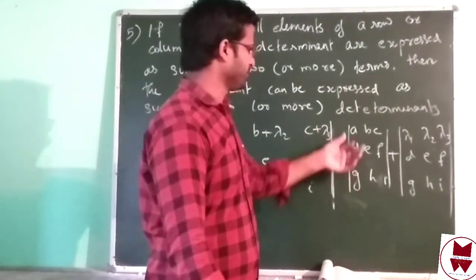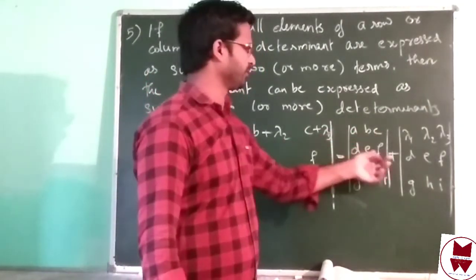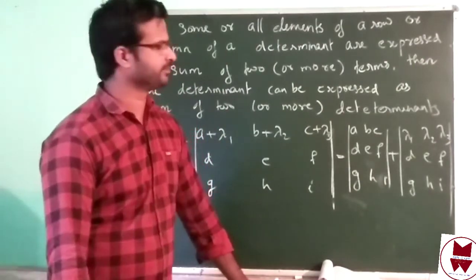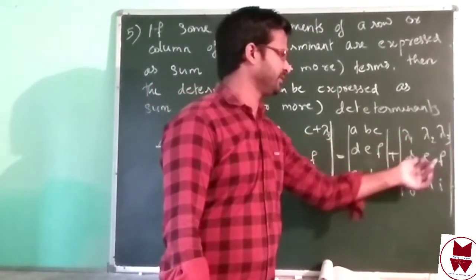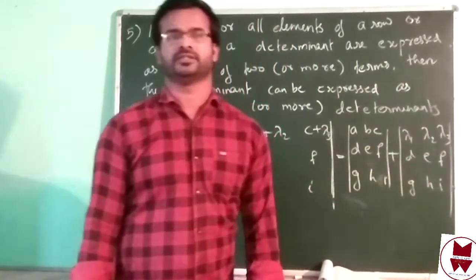In the first row, A plus lambda 1, B plus lambda 2, C plus lambda 3 is there. We are going to split. First we have done A, B, C, with the second row and third row as they are. Then this lambda 1, lambda 2, lambda 3, with the second and third row the same.